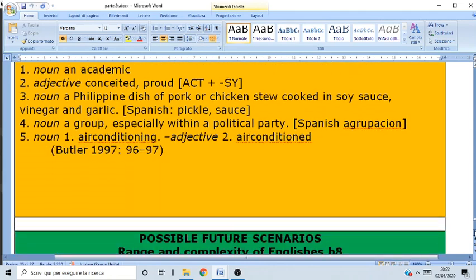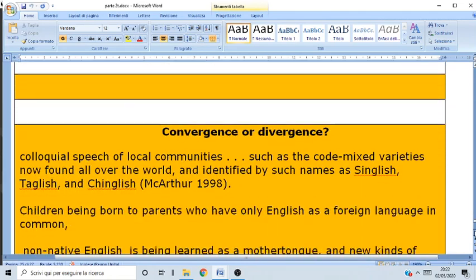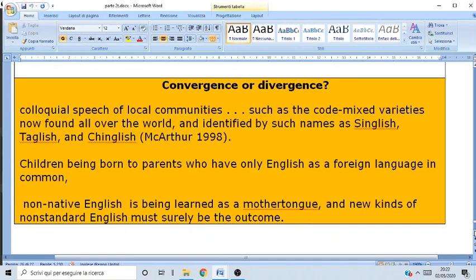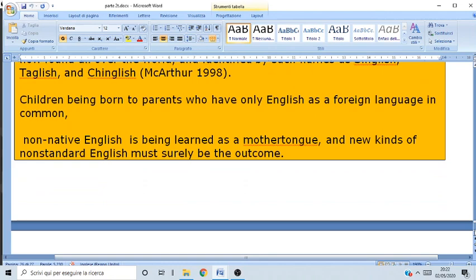We did this exercise together. So this last part of the book includes a debate on convergence or divergence, meaning, do you think that all these varieties are going to look alike, or are they going to be different? And we looked at several perspectives, several facts that can happen nowadays with children, for instance, born from parents who have English as a foreign language, and it's a language that they use to communicate between each other.